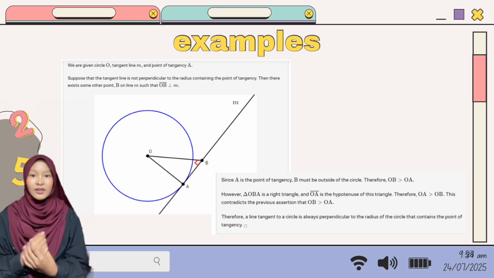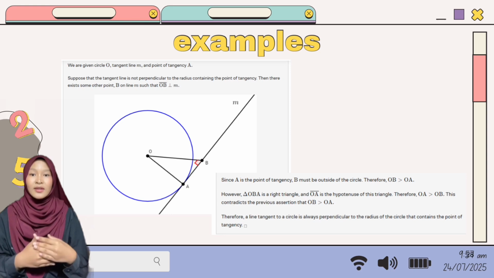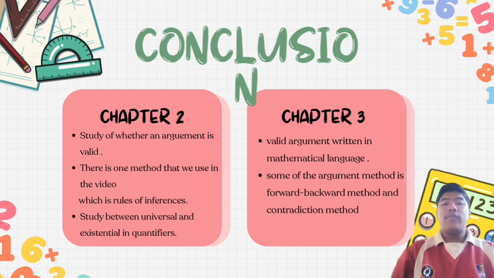The conclusion is that the tangent line to a circle is always perpendicular to the radius that connects the center to the point of tangency. To conclude our presentation, we have covered Chapter 2 and Chapter 3. In Chapter 2, we learned how to determine whether an argument is valid. We also studied the main method to prove arguments, which is the rules of inference. In Chapter 3, we learned how to write valid arguments using mathematical language. Some of the methods discussed include the forward-backward method and the method of contradiction. Overall, this chapter helped us improve our logical thinking and problem-solving skills in mathematics.